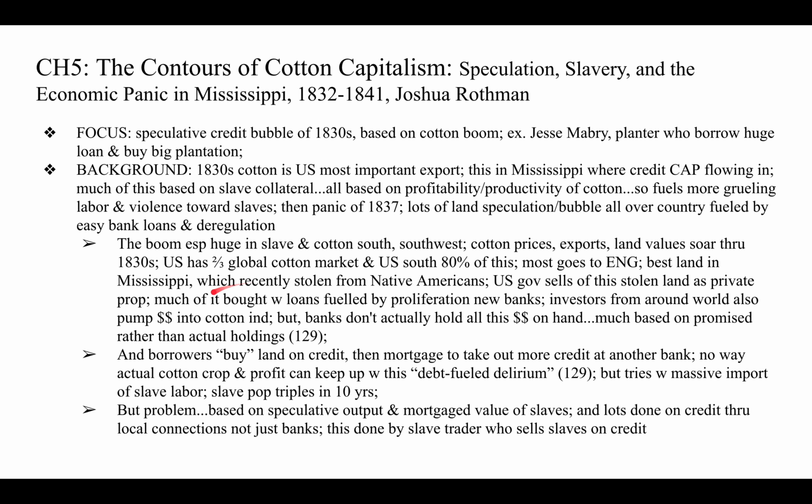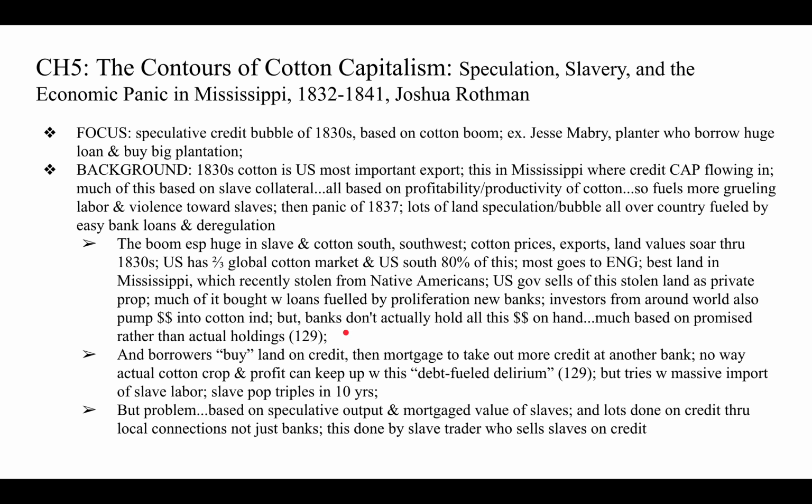The best land was in Mississippi, which I mentioned, which was recently stolen from Native Americans. The U.S. government sold off the stolen land as private property. Much of it was bought with loans fueled by the proliferation of new banks, and investors flocked from around the world to pump money into the cotton industry. But the banks didn't actually hold all this cash on hand. Much of it was based on promised rather than actual holdings.